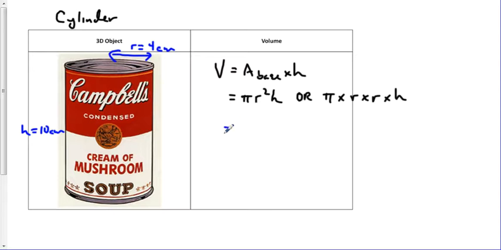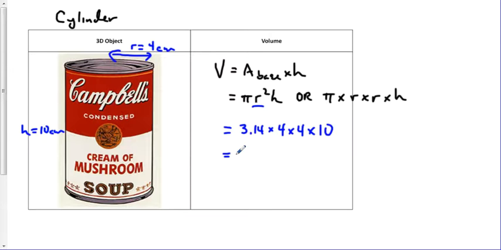So for us, the volume, I think what will be helpful for a lot of people is to use this version where you take pi times the radius again, that's the radius squared, that's this right here, 4 times 4, and then times the height, which is 10. And this is easy to calculate volume too, right? It's just multiplication.